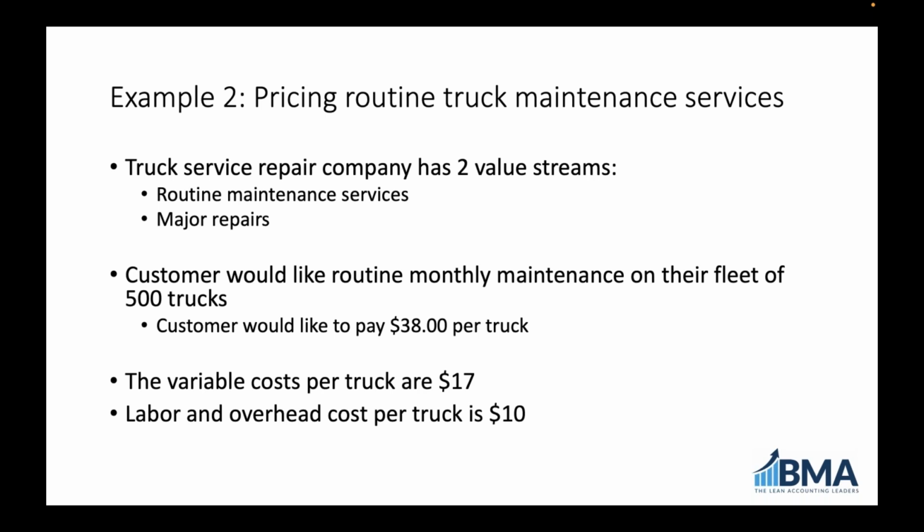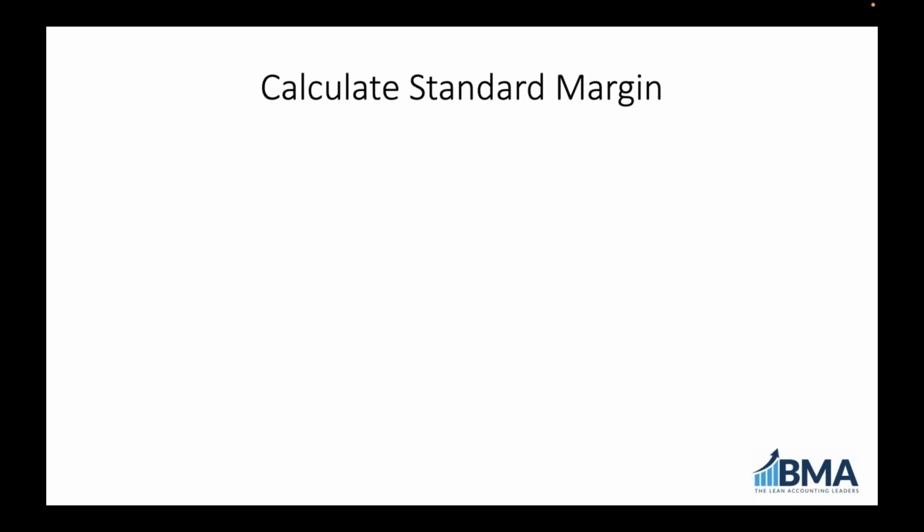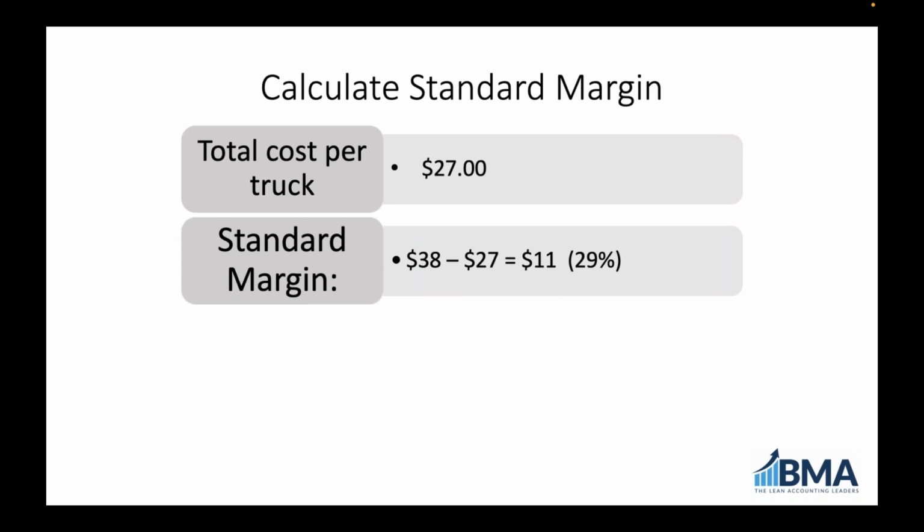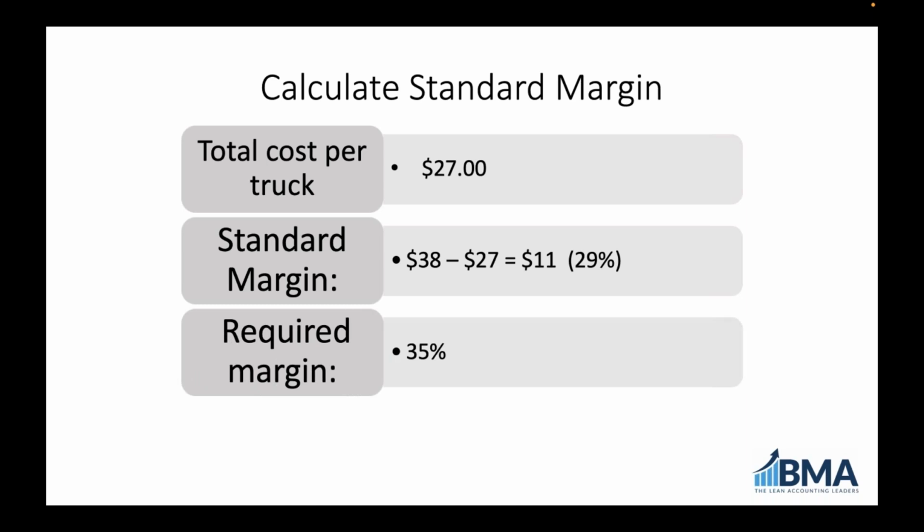What this company knows is that in the routine maintenance services value stream, the variable costs per truck are $17, and from a standard cost perspective, the labor and overhead cost per truck is $10. So the first thing they do is calculate the standard margin. The total cost per truck is 27: $17 in variable costs, $10 in labor and overhead. So the standard margin on this request for a quote is 29% per truck. The required margin under standard costing is 35%.